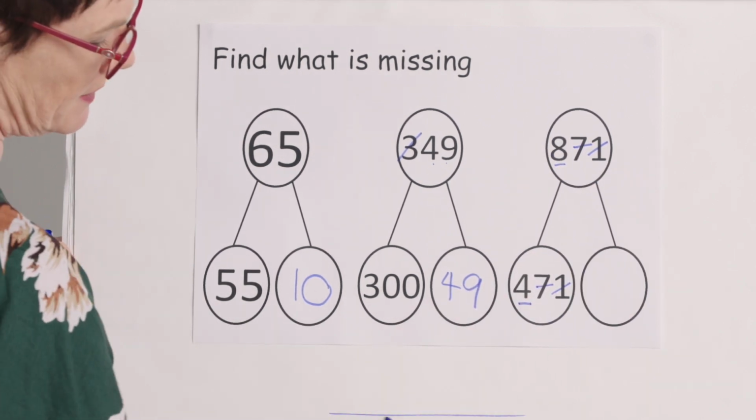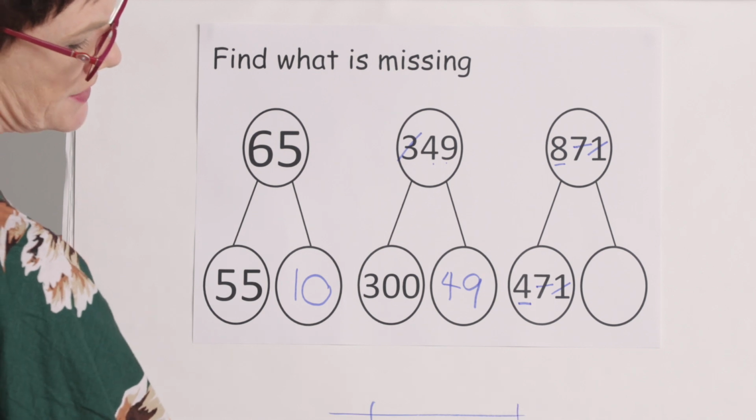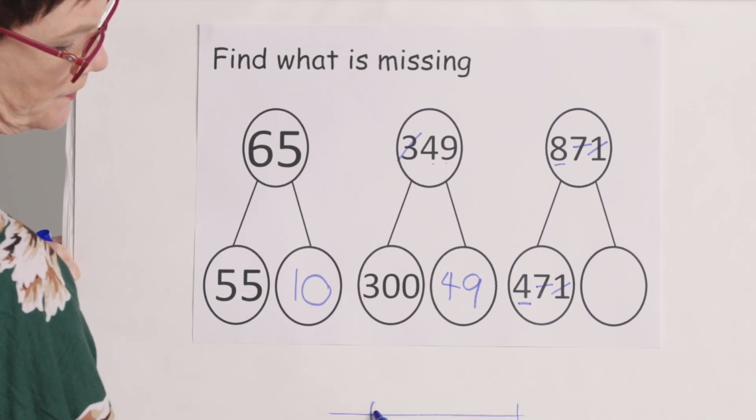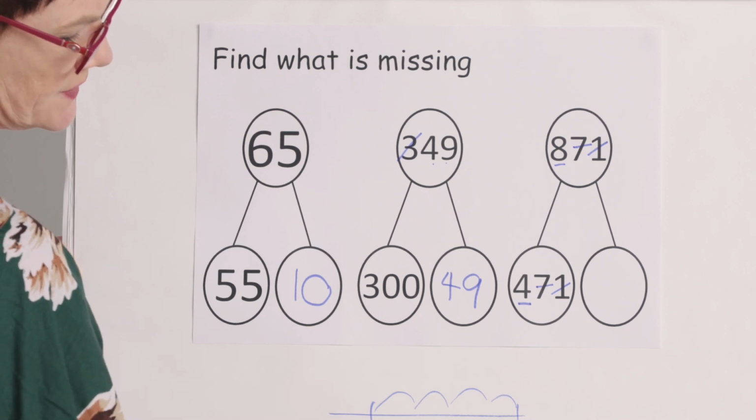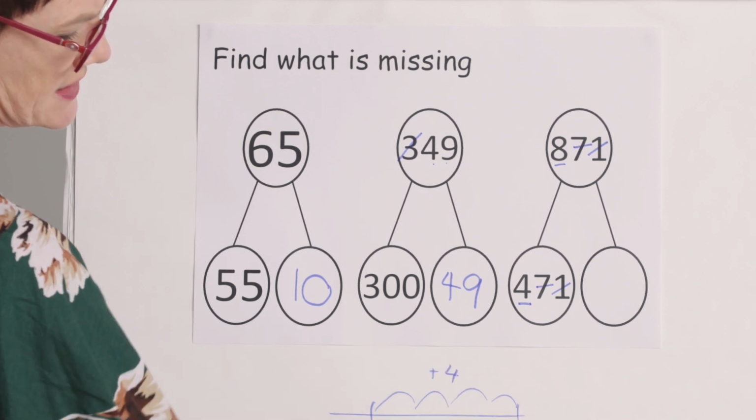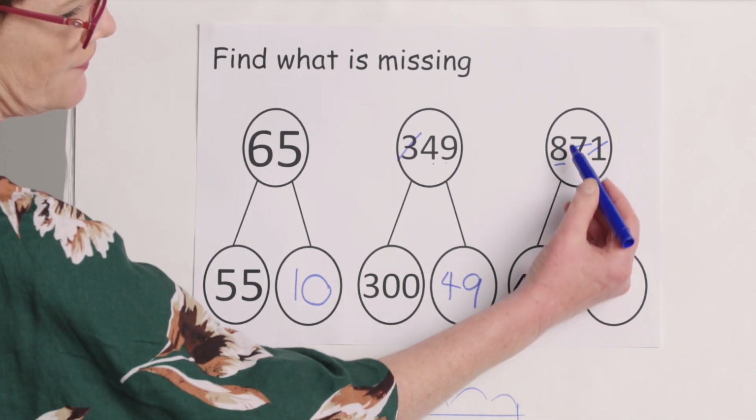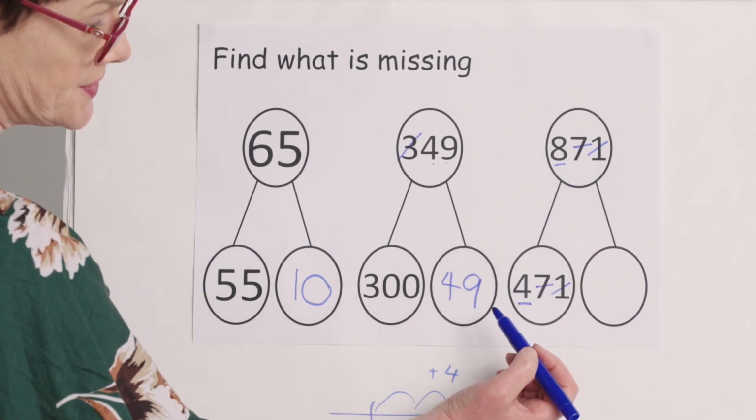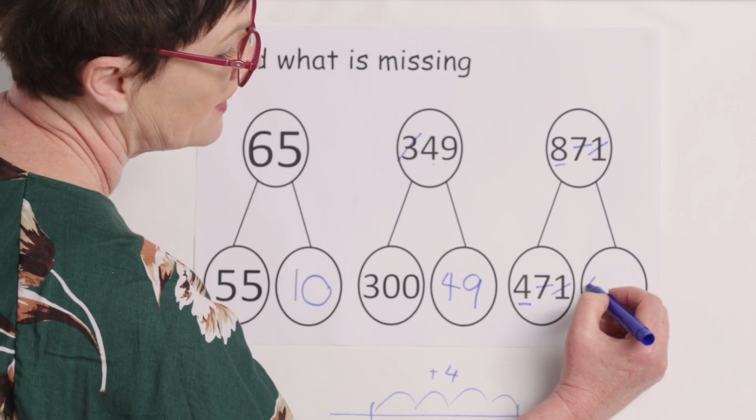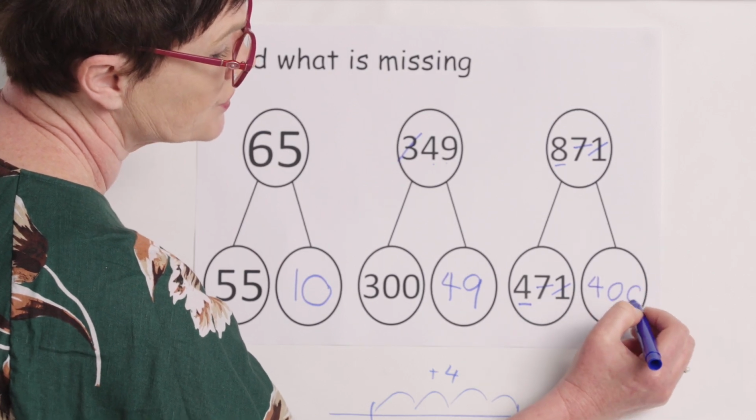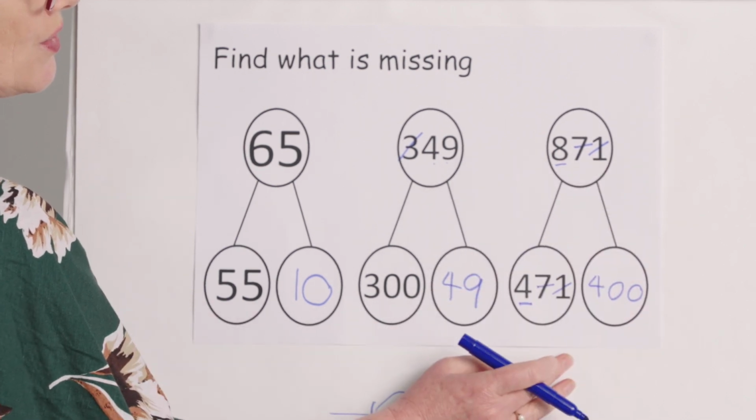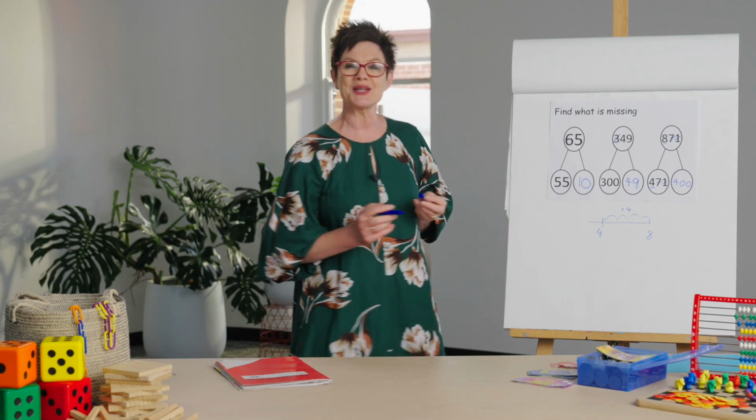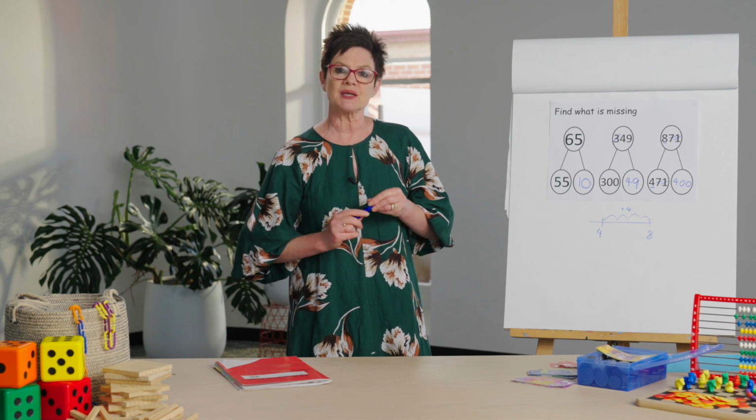Let's have a quick look at a number line. 4 and 8. What's the difference? Yes, we add 4 to get to 8. So if I'm working in my hundreds, that's right, I have 400 as a part, whole. Okay, well done, mathematicians. Let's keep moving.